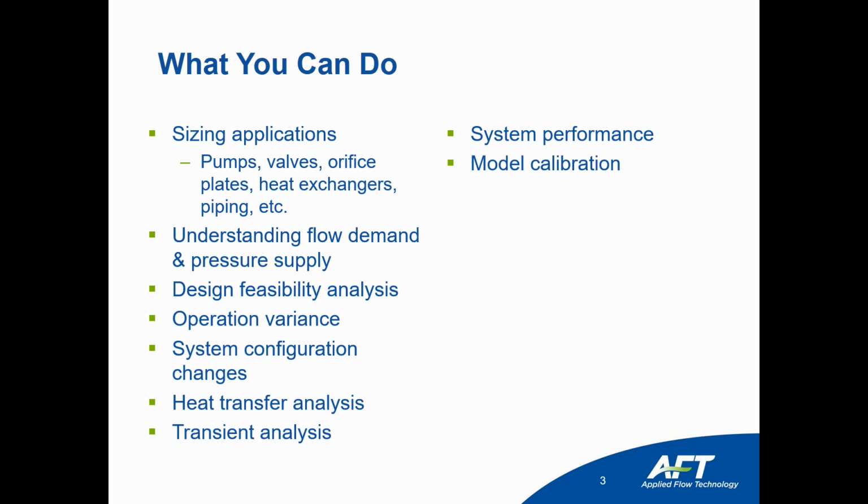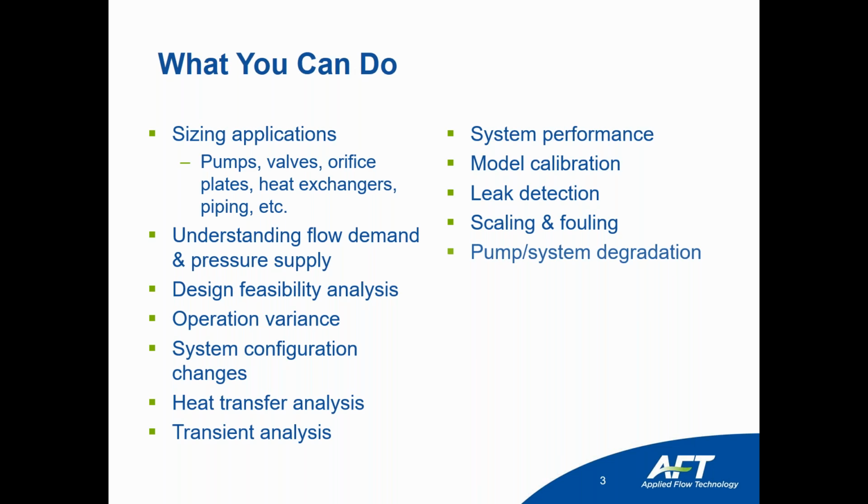One of the things that are important for you to do with the system model is to calibrate it to measured results, account for any leaks that might be in your system, and account for scaling and fouling that might be built up. You can also account for pump and system degradation. I'm going to show you a form of this today, which is not really degradation, but if you're pumping a very viscous fluid, it's really important to account for the correction factors where your pump will have to work harder to pump that viscous fluid. And so you'll see how we do that later today.